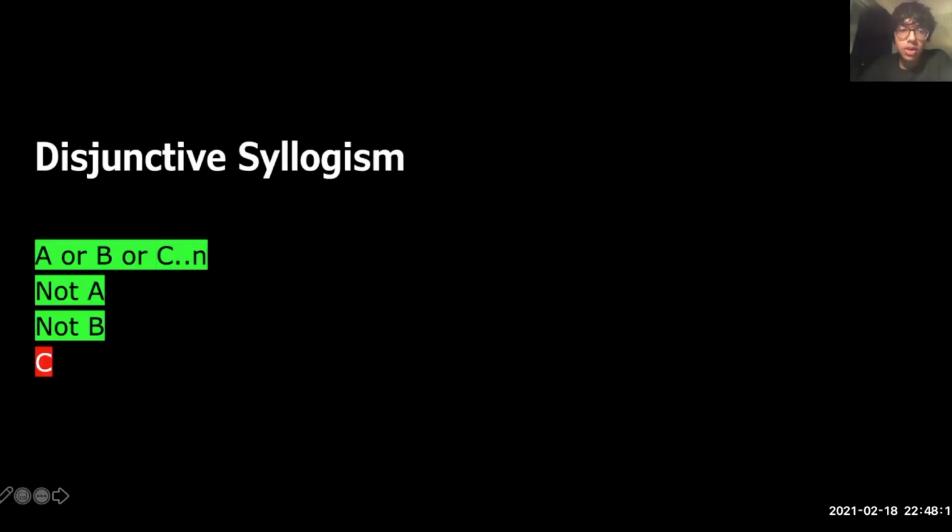Disjunctive syllogism: A or B or C ... or N, not A, not B, therefore C. Whenever the word disjunctive is used in the name, that means that there's A, B, and C. As we noticed before with modus ponens and modus tollens, there was only A and B, and hence there was no disjunctive in the name. Disjunctive syllogism, however, has A, B, and C.